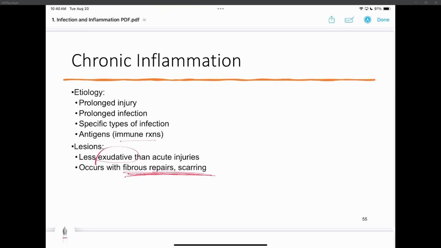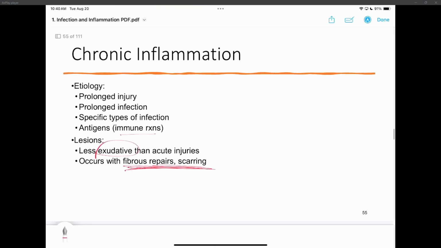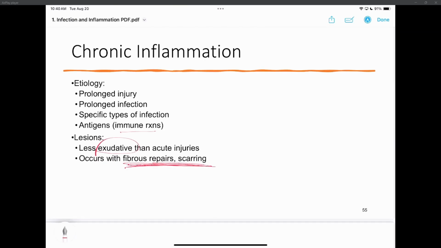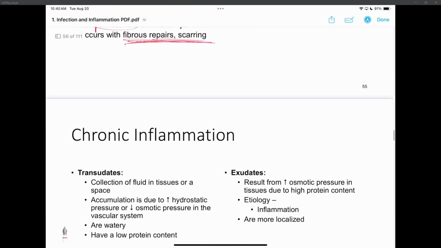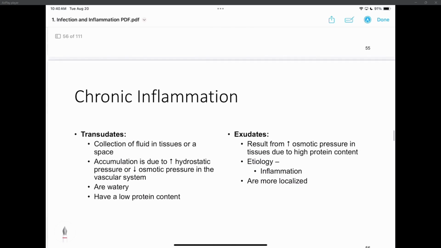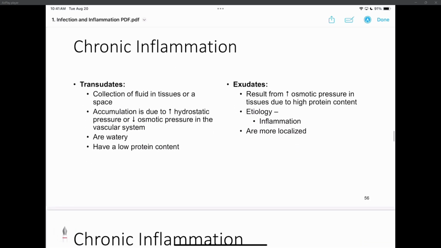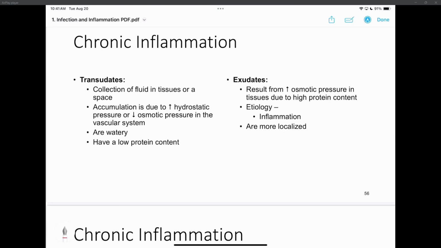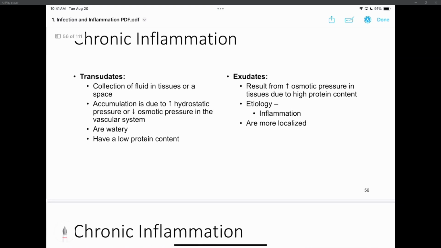So, moving on, chronic inflammation. We're going to see some tissue fluid accumulation in chronic inflammation. And there are two different types of fluid accumulation. You have a transudate and an exudate. A transudate is a collection of fluid in tissues or space. Okay, so edema is a form of a transudate.